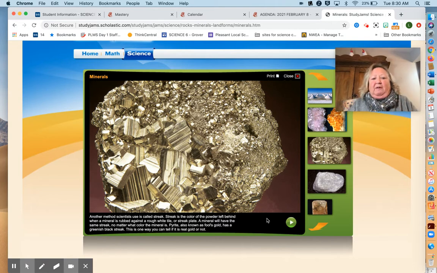So the mineral will have the same streak no matter what color it is. Back to that quartz example, when one's kind of pinky purpley and one's yellow, they would leave the same streak. Pyrite and gold are leaving different streaks. As it says, pyrite, also known as fool's gold, has a greenish black streak. That's how you know if it is gold or not.